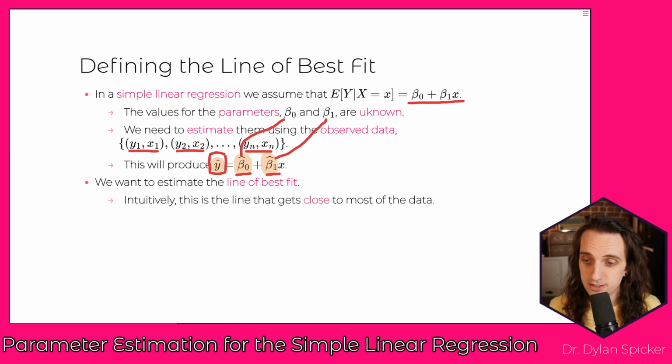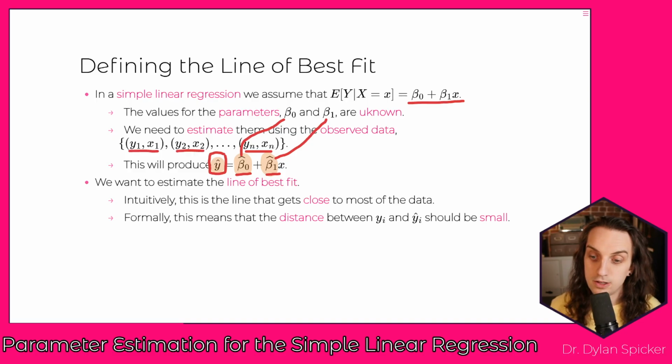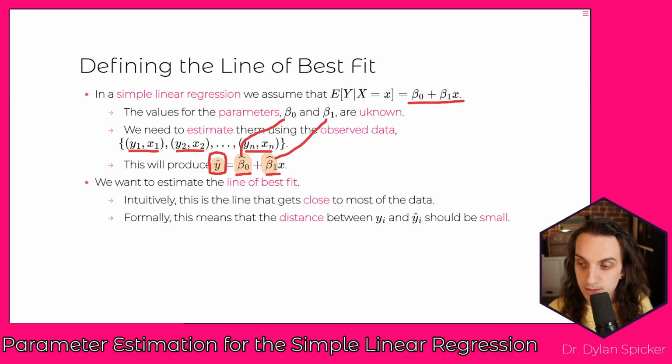In order to estimate this, we don't want just any particular values, but we specifically want the best possible values. And intuitively, when we're talking about the best possible values for this line, what we mean is that we want the line that is going to get close to most of the data. We want a line that is going to pass near almost all of the points, or as many of the points as we can. So intuitively, we know what we mean by a good line or the best possible line, but we want to be able to define this mathematically. So formally, what we're going to be trying to do is minimize the distance between yi, the observed outcome that we have, and yi hat, which is the predicted or estimated outcome that we have.